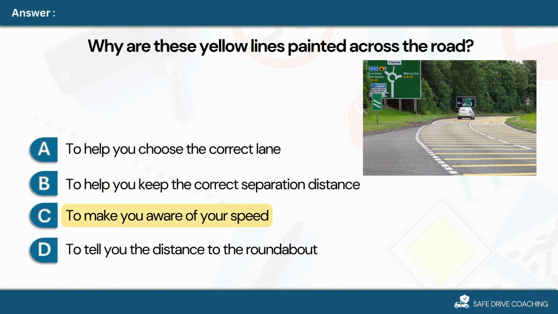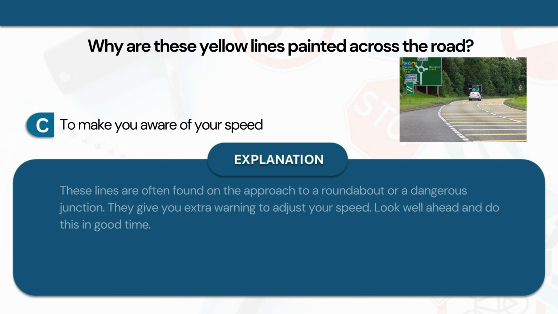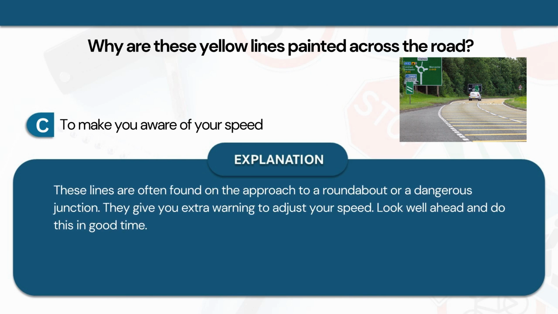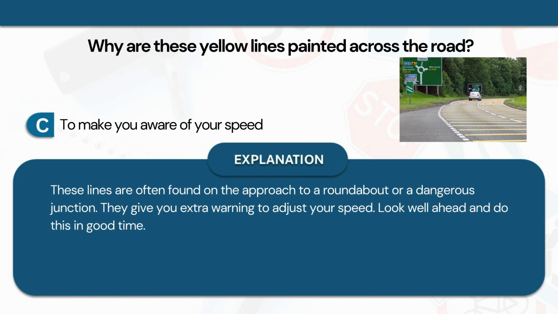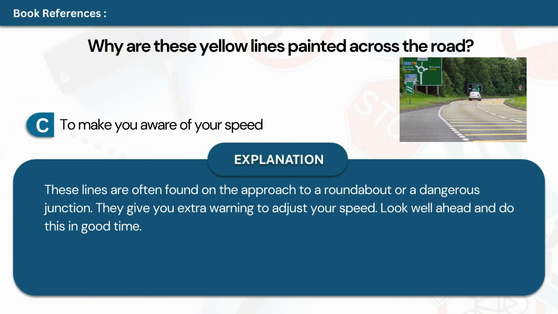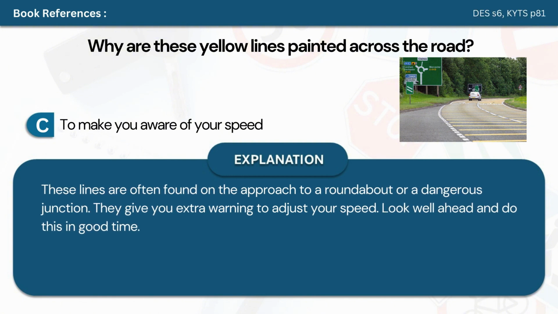The correct answer is C. To make you aware of your speed. These lines are often found on the approach to a roundabout or a dangerous junction. They give you extra warning to adjust your speed. Look well ahead and do this in good time.